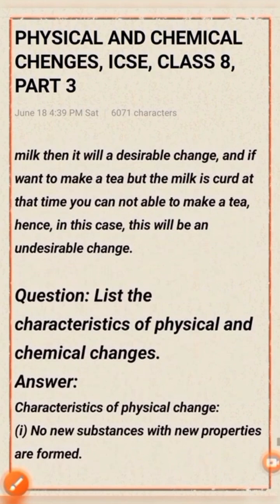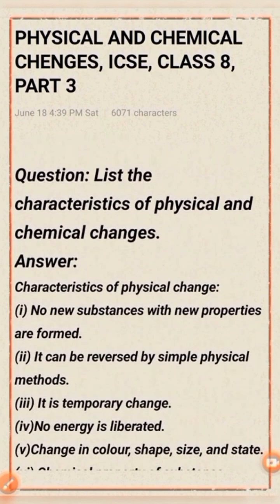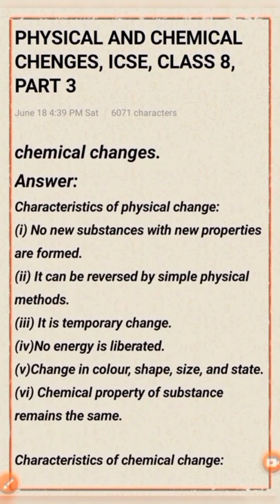Next question, list the characteristics of physical and chemical changes. Characteristics of physical changes. Point 1, no new substance with new properties is formed. Point 2, it can be reversed by simple physical methods. Point 3, it is a temporary change. Point 4, no energy is liberated. Point 5, change in color, shape, size and state. Point 6, chemical properties of the substance remain the same.